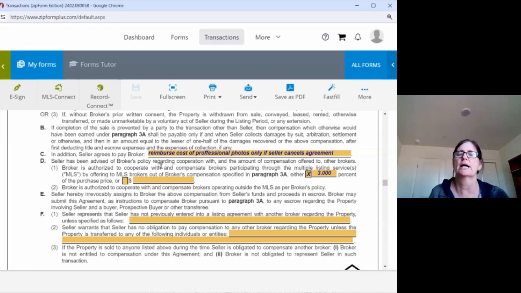I've had a seller one time, right when interest rates started going up, and then they just couldn't sell their house for the price that they wanted, and so they canceled it, and they reimbursed for the cost of the photos.